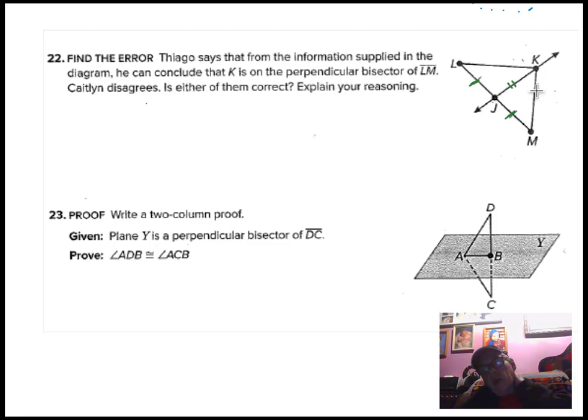We don't have anything about LK and KM, so we can't use side, side, side. We don't have anything about these two angles being congruent, so we can't use side angle side or hypotenuse leg or anything like that. There's really not enough information for us to know for sure that these triangles are congruent, so we can't really say that these are right angles, which we really can't say then that JK is a perpendicular bisector. It is a bisector, but we can't prove that those are right angles. So Caitlin must be correct.